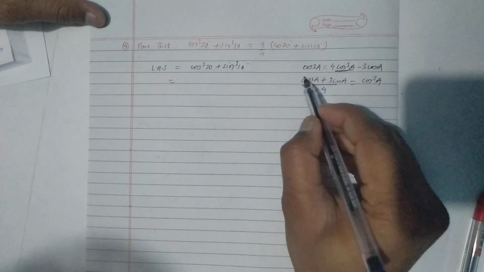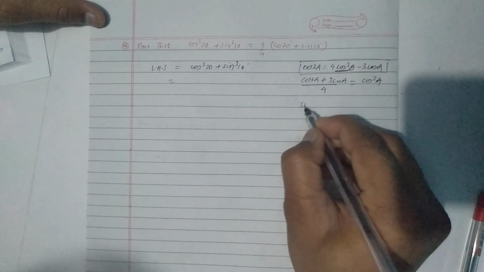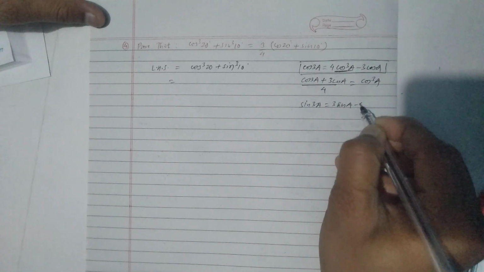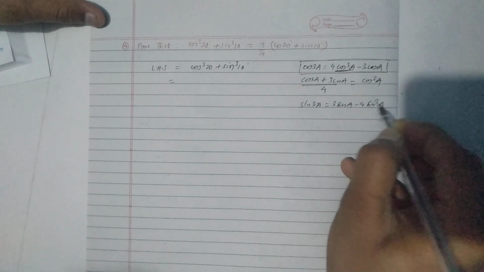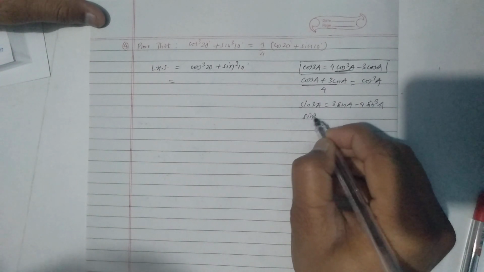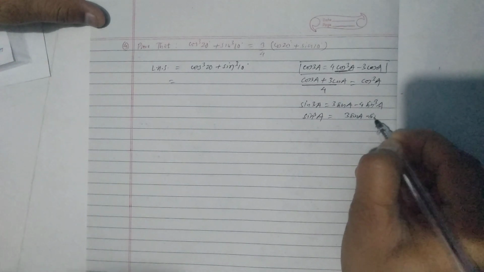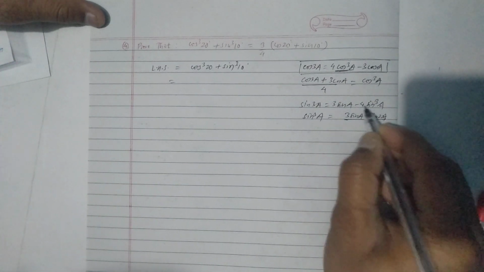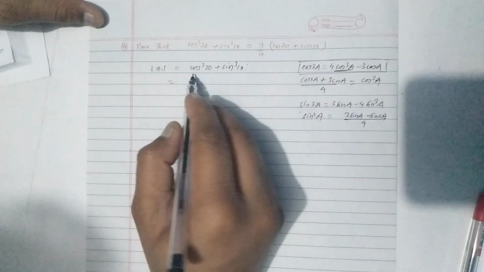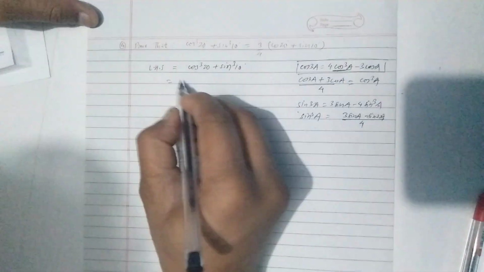Similarly, as we know, the formula of sin 3a equals 3 sin a minus 4 sin cube a. So if we take this term to that side, sin cube a becomes 3 sin a minus sin 3a, and this 4 will be divided over here.